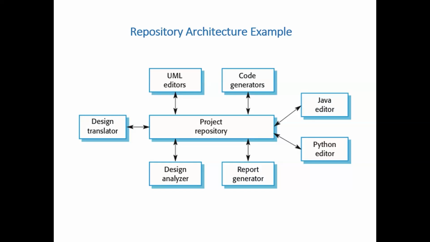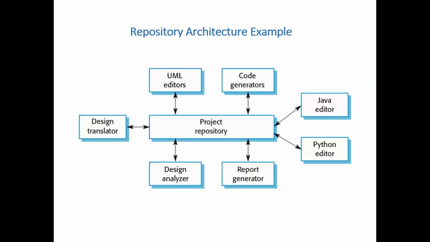For example, a UML editor might update the design diagrams. A design translator could convert those diagrams into a formal specification. A code generator uses the same data to produce Java or Python code. Meanwhile, a design analyzer evaluates whether the architecture adheres to constraints or quality metrics. A report generator pulls everything together into structured data documentation.